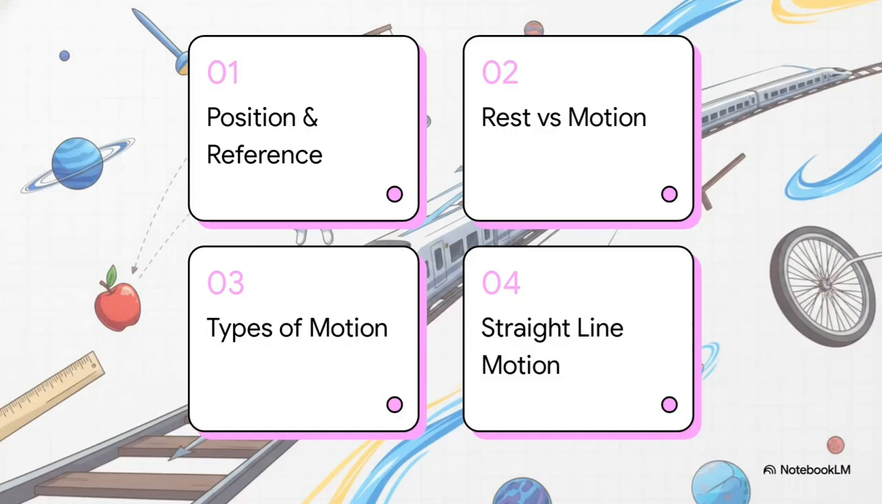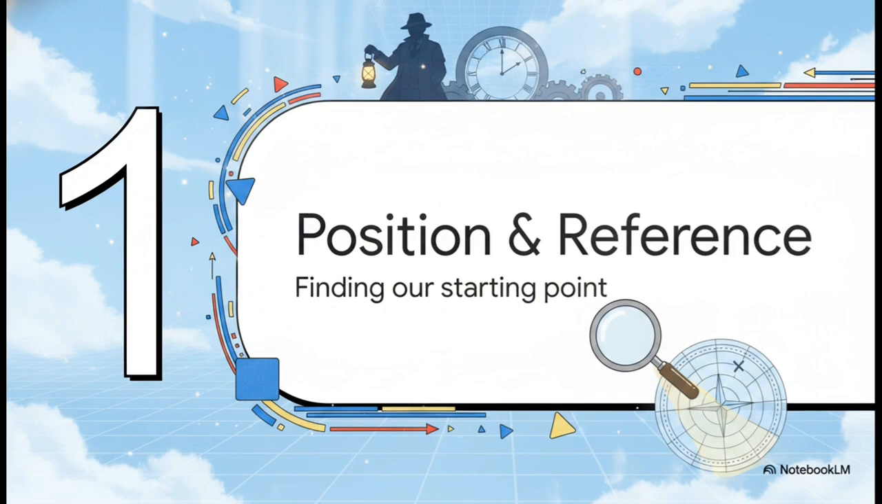All right, here is our lesson plan for today. We've got 4 foundational concepts to cover. 1. Describing position and reference. 2. Rest versus motion. 3. The 3 types of motion. And finally, number 4, moving in a straight line. So, let's kick things off with Section 1, Describing Position and Reference, Finding Our Starting Point.